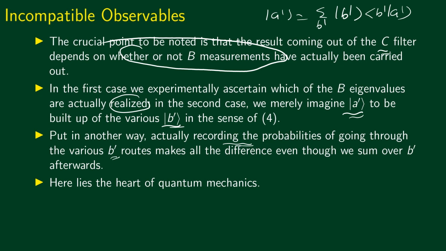Here lies the heart of quantum mechanics. This is probably the reason for most of the weird quantum mechanical phenomena, the kind of things that we see in the double slit experiment, and they can be explained by this kind of reasoning.